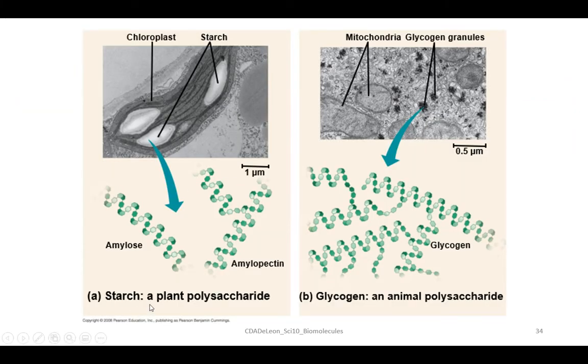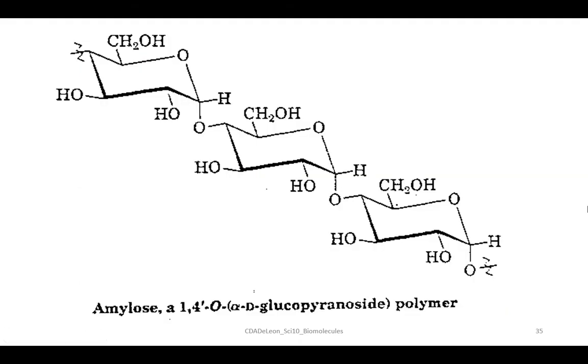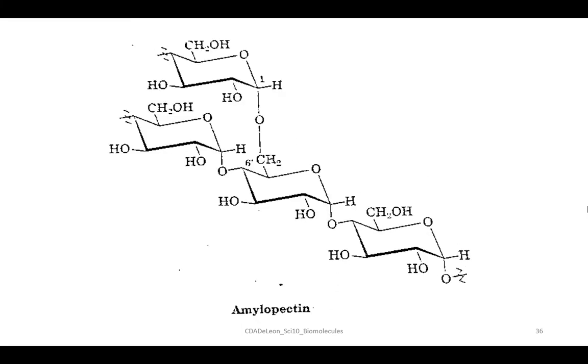So, starch is a plant polysaccharide. An example of starch is amylose and amylopectin. Glycogen is an animal polysaccharide. So this is amylose, amylopectin. Amylose and amylopectin can be observed and can be seen in plants.